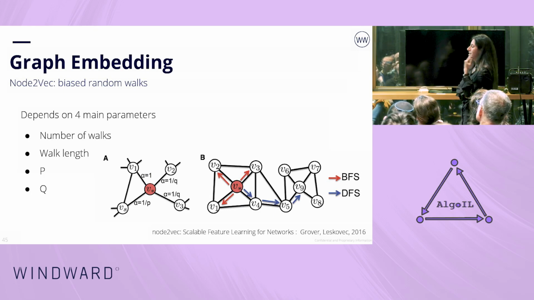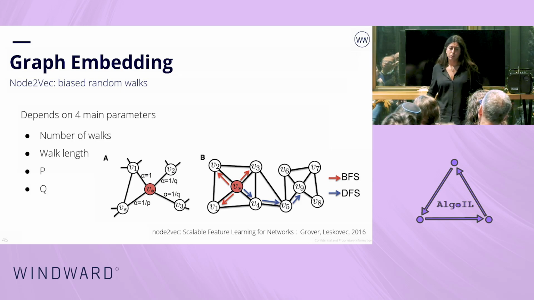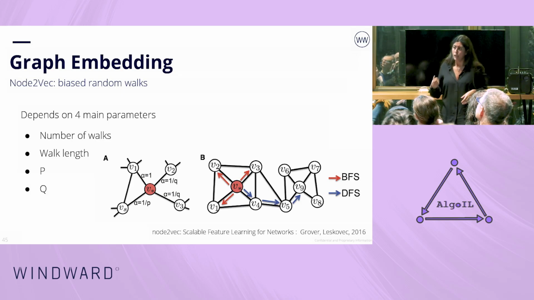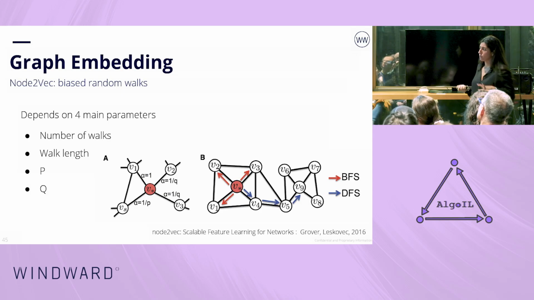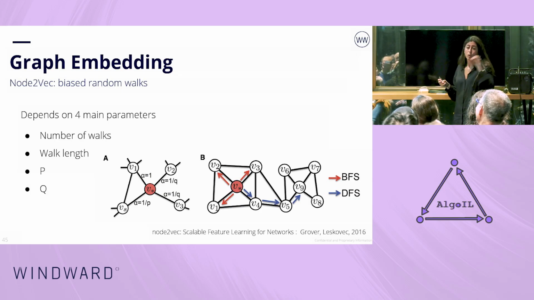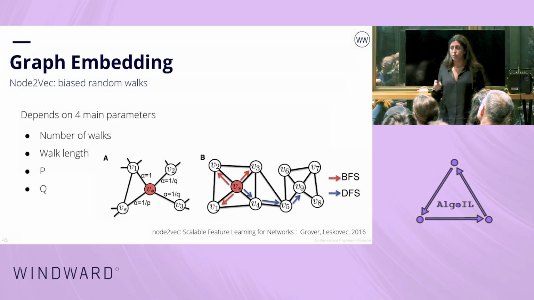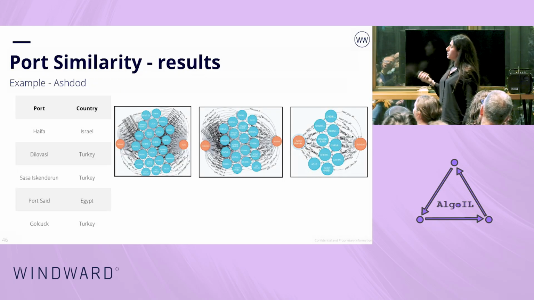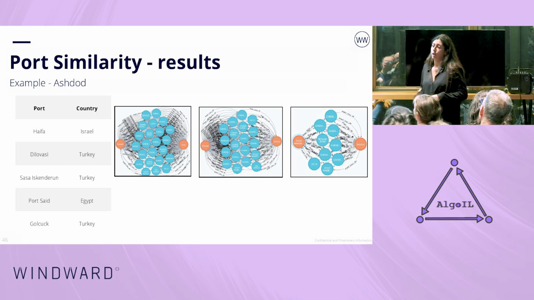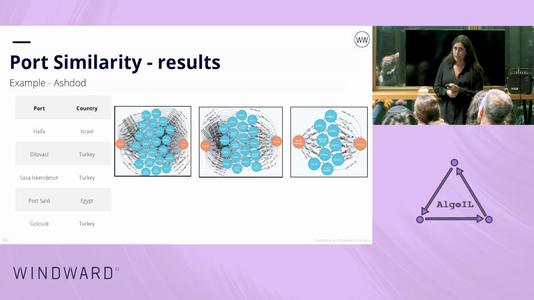If you're looking more at BFS, you will capture community structures. And if you look at DFS, you will capture more structural roles within your graph. So it's very interesting that with the same graph, you can look at it in 2 different ways and get either the hubs or the communities. It really depends on your use case. So we decided to take a very simple use case to validate our approach and see that it indeed made sense for us.